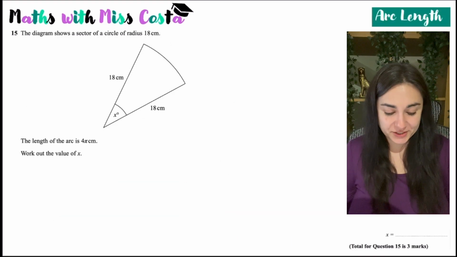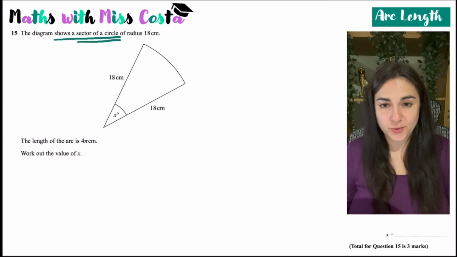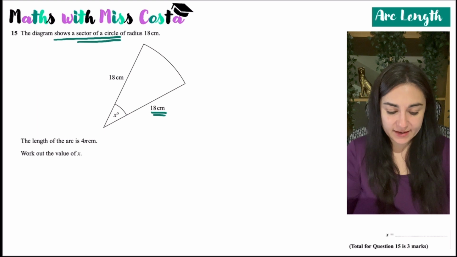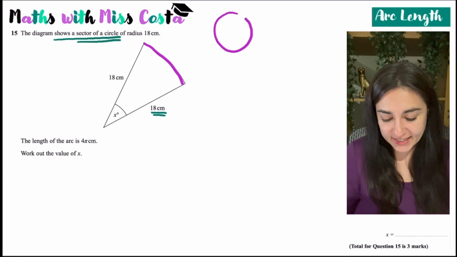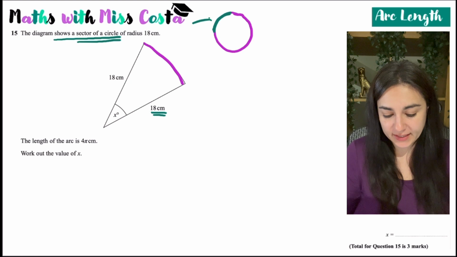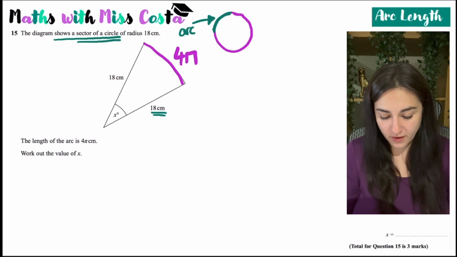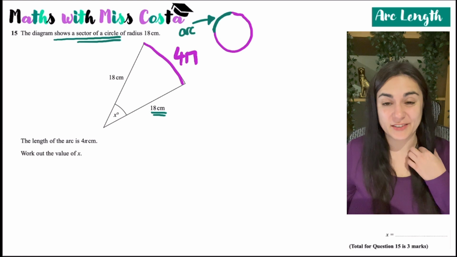Okay, so for this question, I'm told that the diagram shows a sector of a circle of radius 18 centimeters. I'm told that the length of the arc is 4 pi centimeters. So an arc, just in case you may have forgotten, is just a part of the circumference of a circle. So this would be an arc, okay? And I know that that arc length is 4 pi. This is a non-calculator question, so likely I might leave my answer in terms of pi.